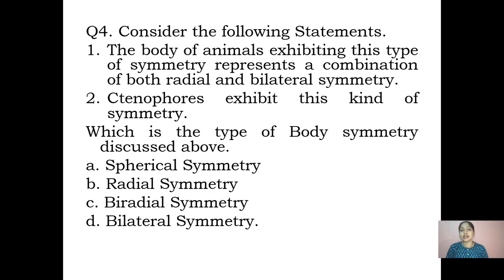The next question. Consider the following statements, and we have to identify the type of body symmetry. The first statement says, the body of animals exhibiting this type of symmetry represents a combination of both radial and bilateral symmetry. So here they're saying that it is having a combination of both radial and bilateral. So from the very option we can guess the kind of symmetry. And the second statement is, ctenophores exhibit this kind of symmetry. Yes, the answer is biradial symmetry, and the example of biradial symmetry is ctenophora. So ctenophores exhibit this kind of symmetry. It's a very straight question.